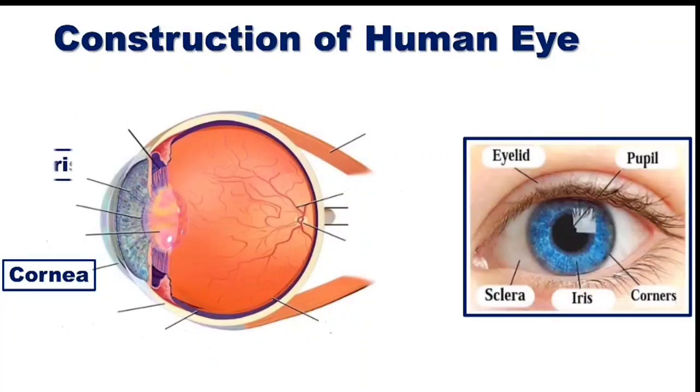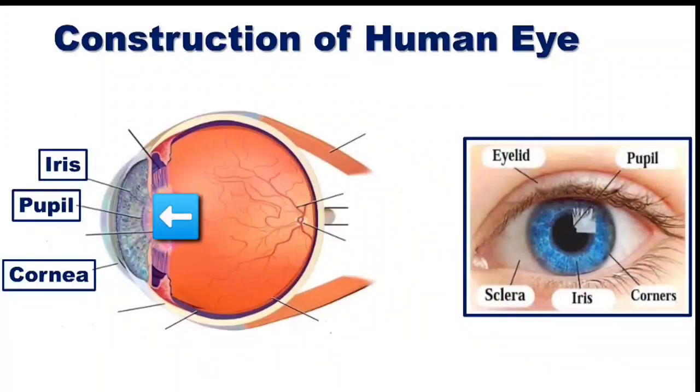Next part. Look at the picture. There is a dark fleshy screen behind the cornea. This is called the iris. We all know very well the color of the iris is different for different people, for example, green, blue, black, brown, etc. These are the types of iris we see in people's eyes. Third part. Now let's see the next part.